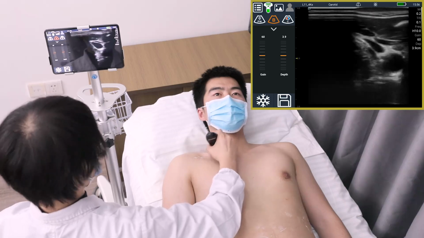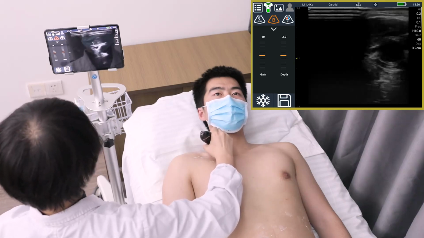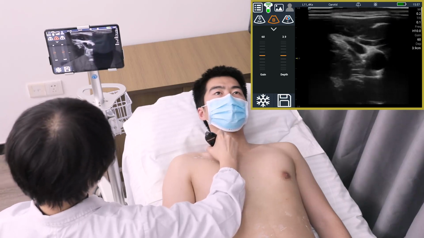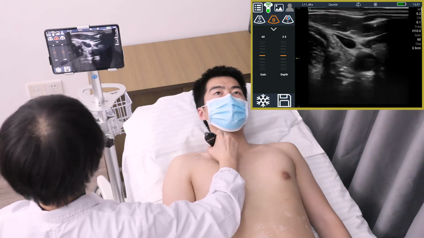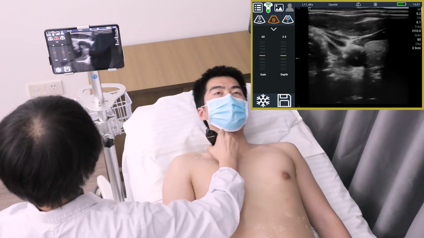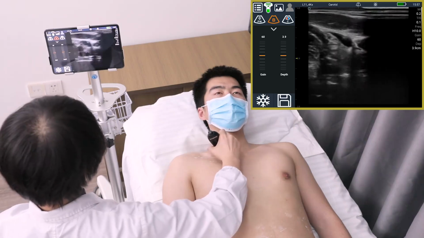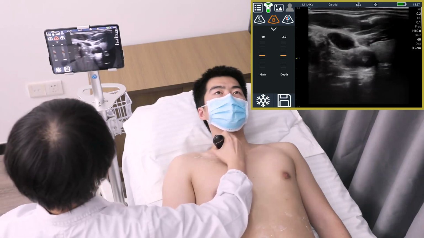What we see now is the short axis view of the internal jugular vein vessel, and we can observe the diameter, elasticity, and anatomical positional relationship between the vessel and the surrounding adjacent vessels.